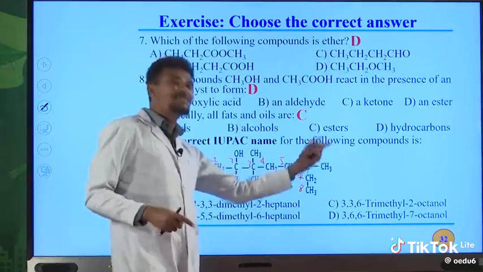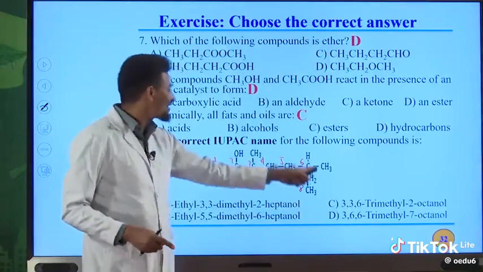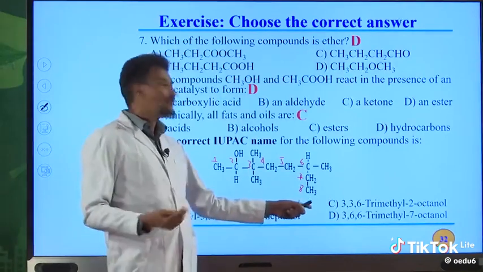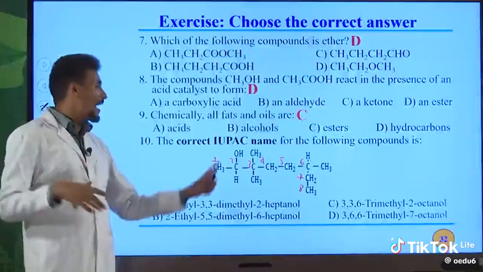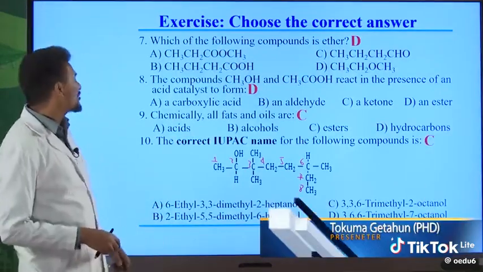And also another methyl group on the 6th position. Therefore, 3,3,6-trimethyl. Then 8 carbon atoms, this is octanol. Therefore, C is the correct answer. Other options are not correct. Therefore, the correct answer for question number 10 is C.